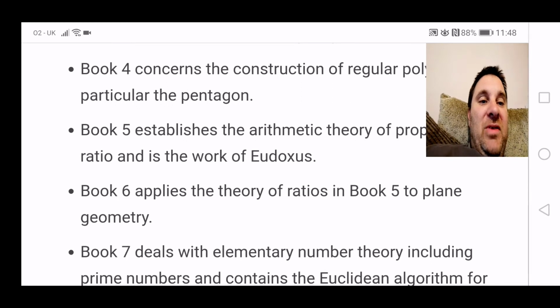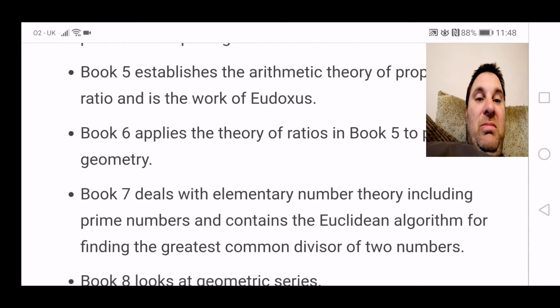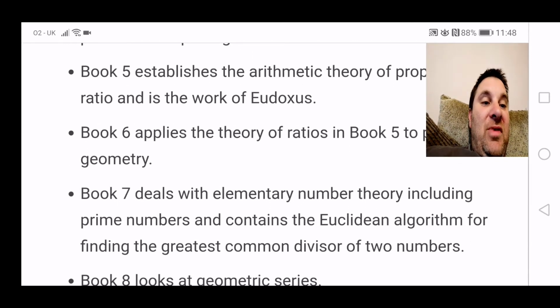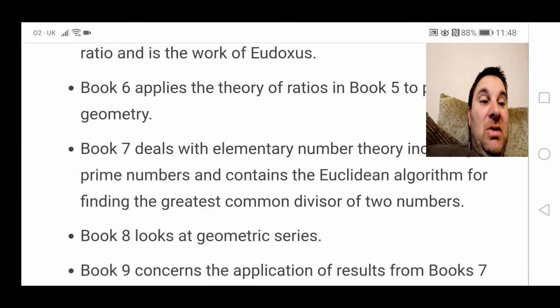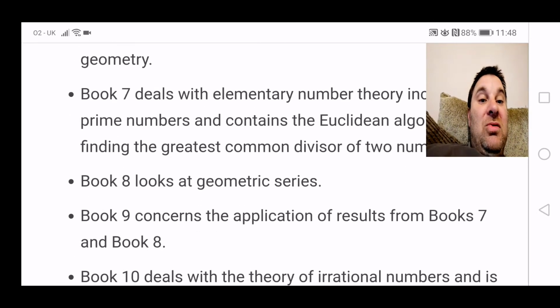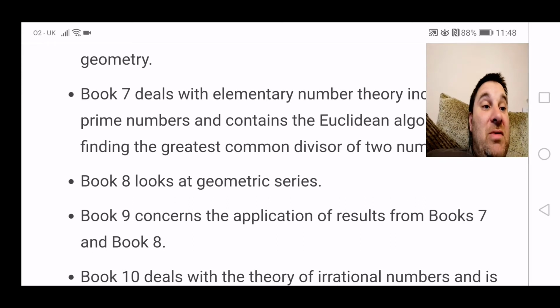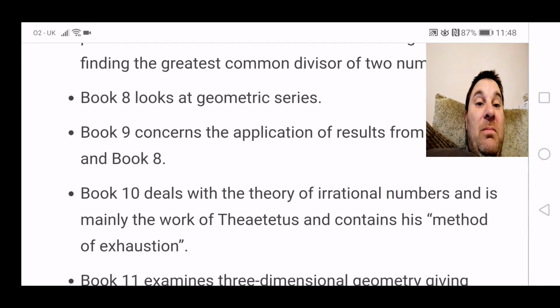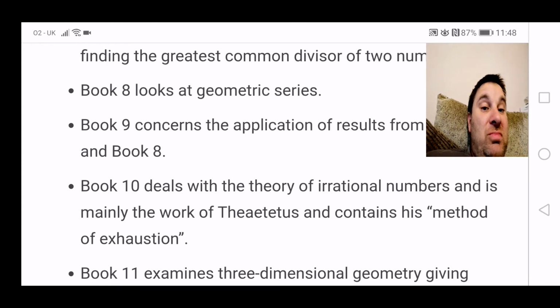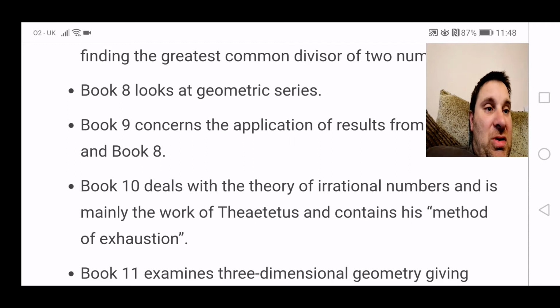Book 6 applies the theory of ratios in Book 5 to plane geometry. Book 7 deals with elementary number theory, including prime numbers, and contains the Euclidean algorithm for finding the greatest common divisor of 2 numbers. Book 8 looks at geometric series. Book 9 concerns the application of results from Book 7 and Book 8. Book 10 deals with the theory of irrational numbers and is mainly the work of Theaetetus and contains his method of exhaustion.